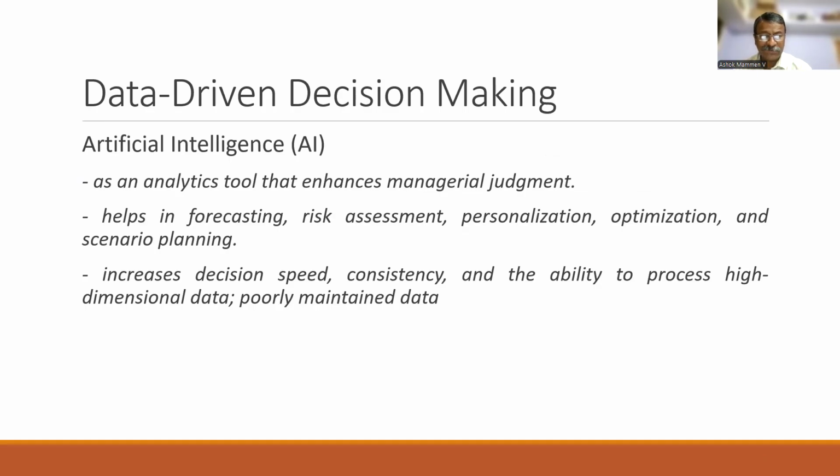Artificial intelligence, we know, when it comes to decision making, is an analytical tool, and it is supportive, or it enhances the managerial judgment. You are talking about decisions that are facilitated by artificial intelligence. So what do they do? In fact, they help you forecast. They help you with risk assessment. They personalize based on the customer, based on the person. They optimize the resources, and they also give different scenarios.